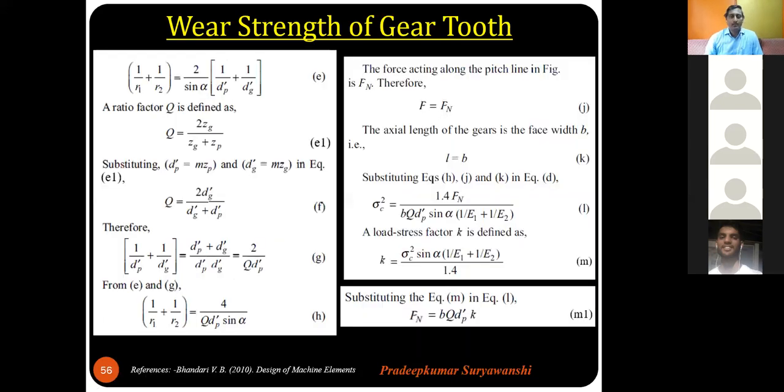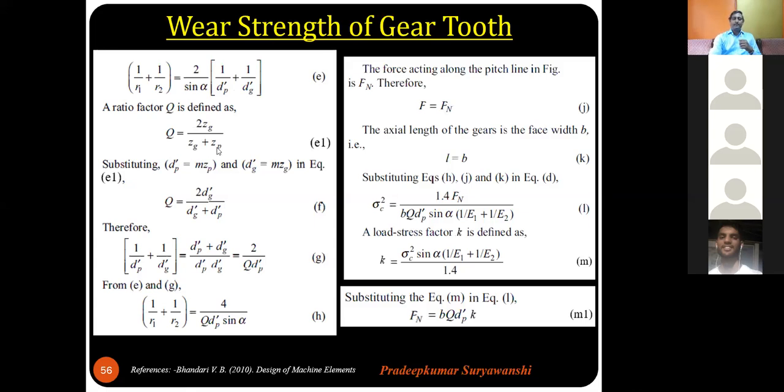In that equation for sigma c square, we have one bracket as 1 upon R1 plus 1 upon R2. So we substitute R1 and R2 as found on the previous slide, and we get this particular expression on the right hand side. Now this particular expression of the inverse of the addition of the pitch circle diameters of pinion and gear, we want to put into a more acceptable form. So what Buckingham did, he defined one factor called the ratio factor as Q equal to 2 ZG upon ZG plus ZP.